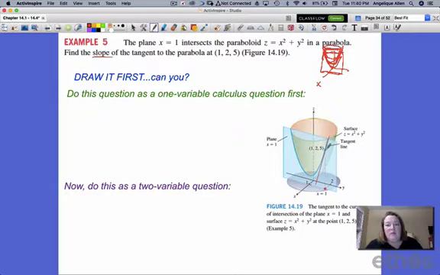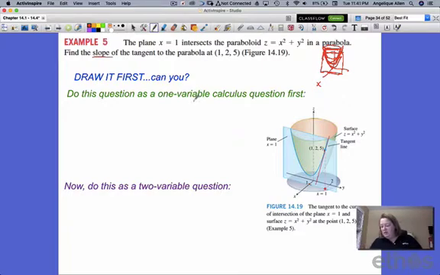So they drew you a picture of this. There's x equals 1 over 2 and up 5. That point is sitting on that blue parabola right there, and they want the slope of this tangent line. So my question to you is, could we do this as a one variable calculus question and save ourselves some trouble maybe? I want you to think about it.